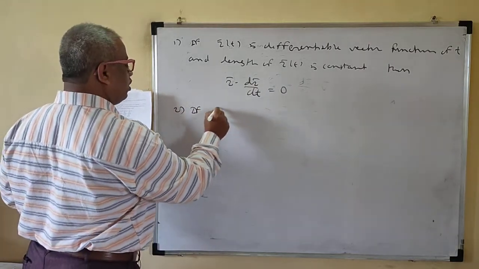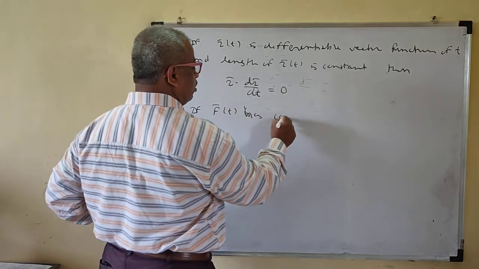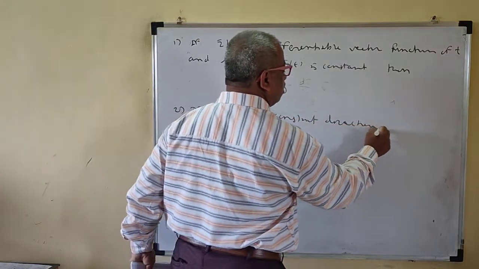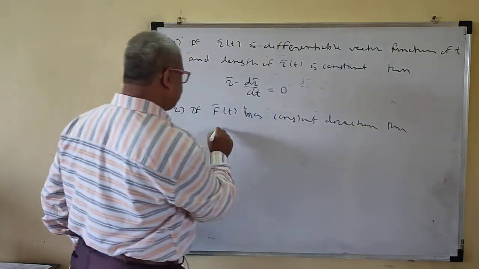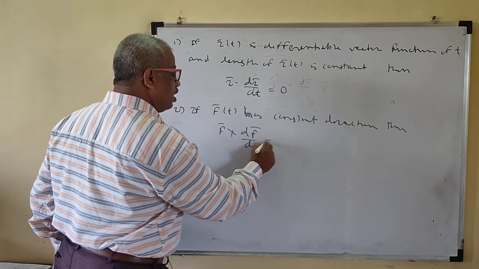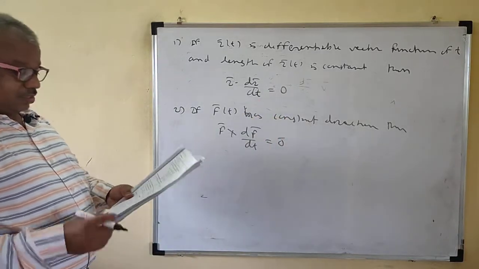The second thing is the same as here. If f bar of t has constant direction, then f bar cross df bar by dt is a 0 vector. Okay. Remember this.